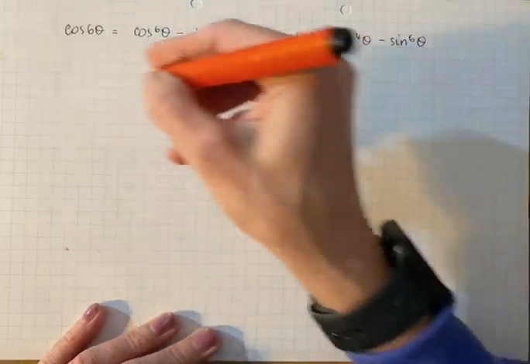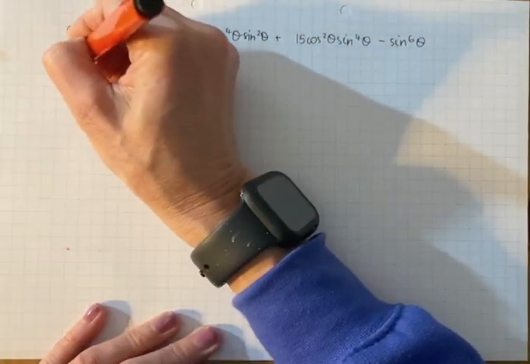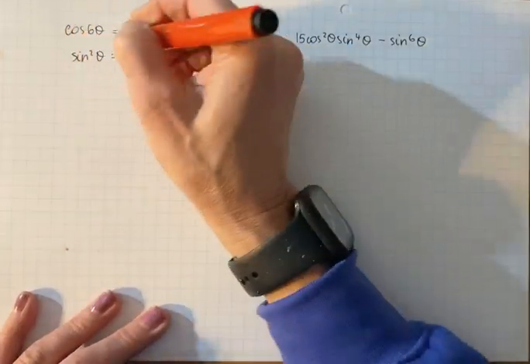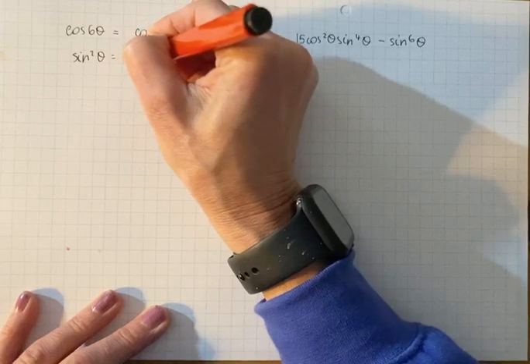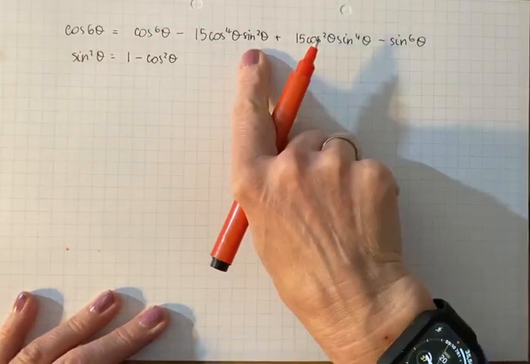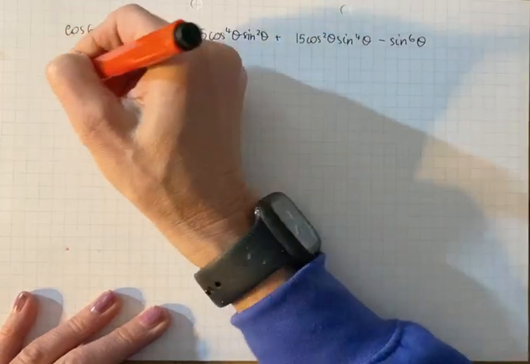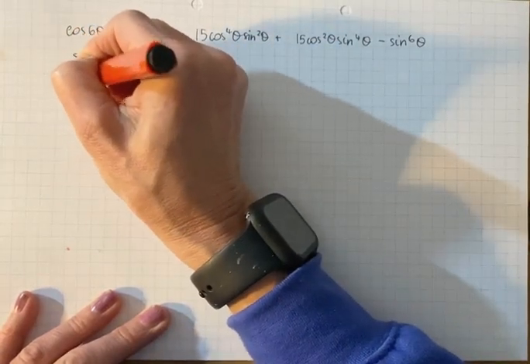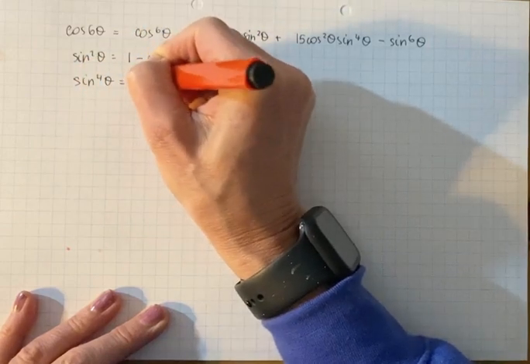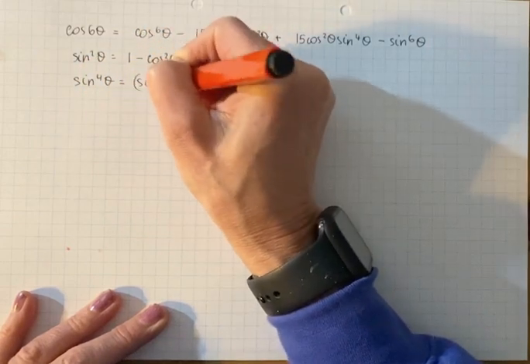So starting with sine squared theta, I'll do the work first and then substitute those. This is simply 1 minus cos squared theta. You can just state it. So I've got the replacement for this one. Now sine to the power of 4 theta is simply your sine squared theta that's squared.